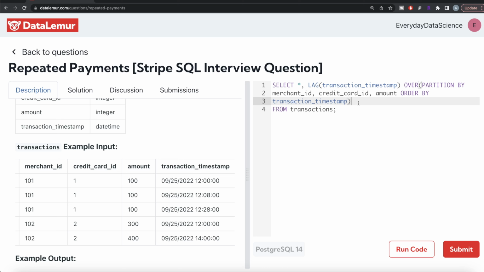And let's alias this as previous transaction time, right? Okay, let me go ahead and run this. Let's see what we are having.